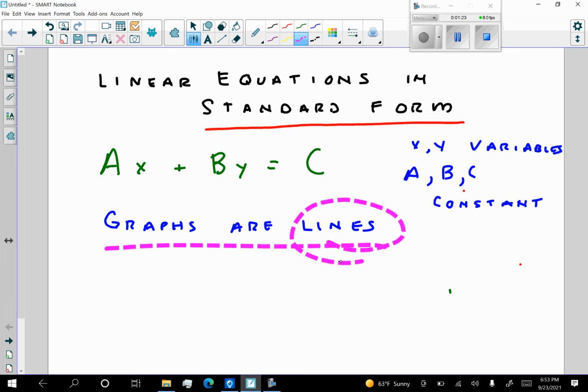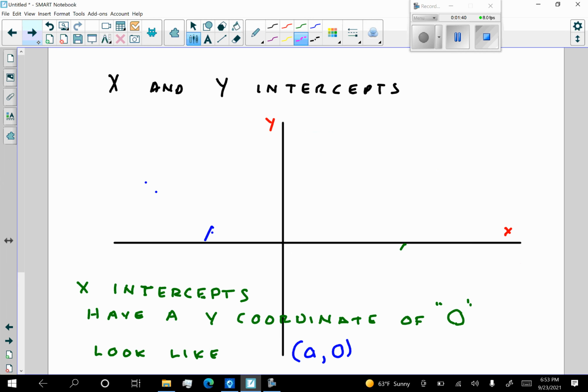One way you can put the graph of a line is in standard form. So we're just going to look at some standard forms. We're going to look at the x and y intercepts of a line in standard form and then graph those lines. So what we're going to do first is understand what the heck an x and y intercept is.